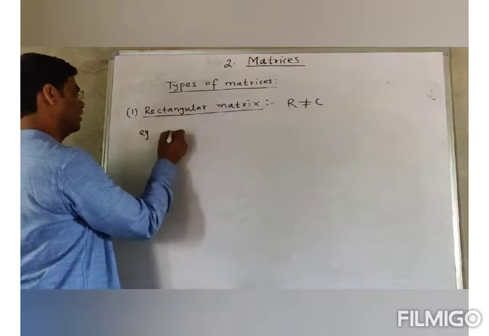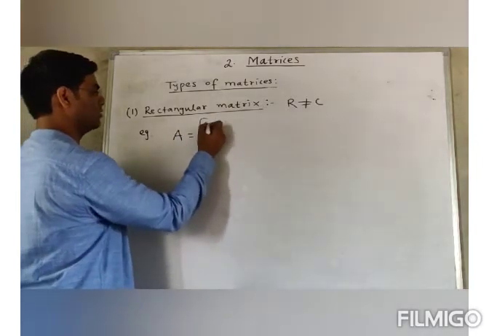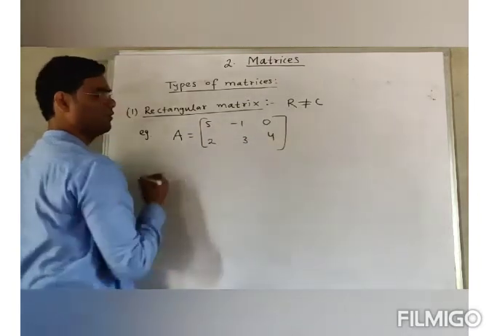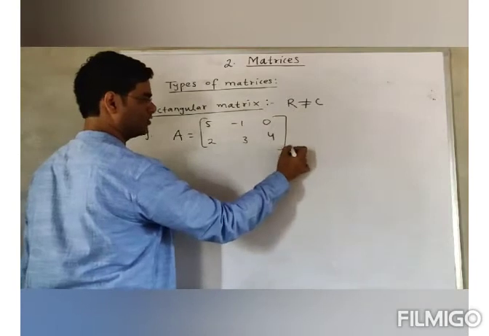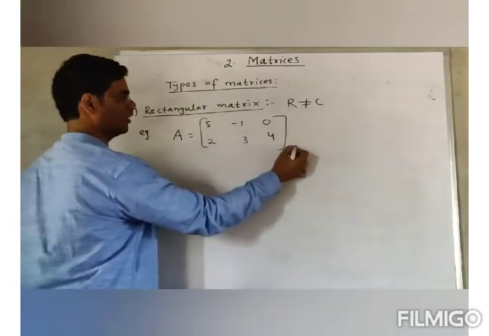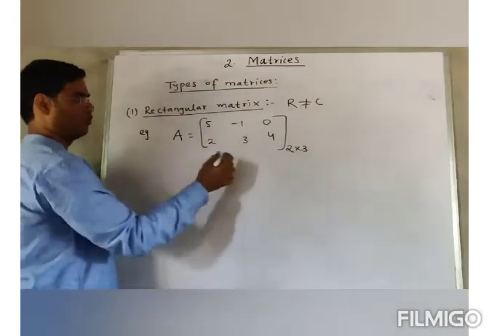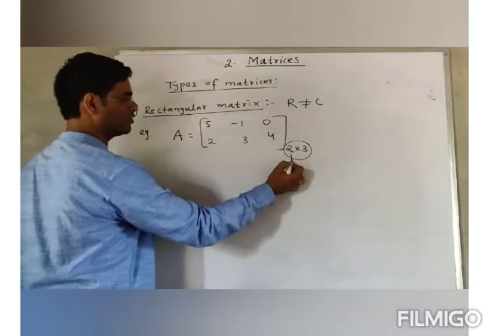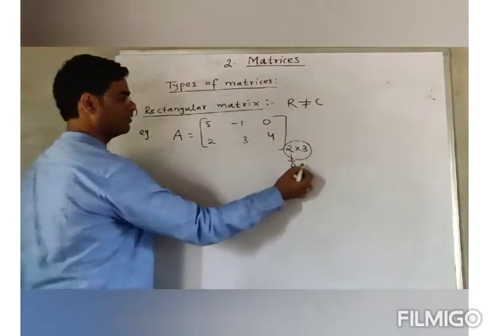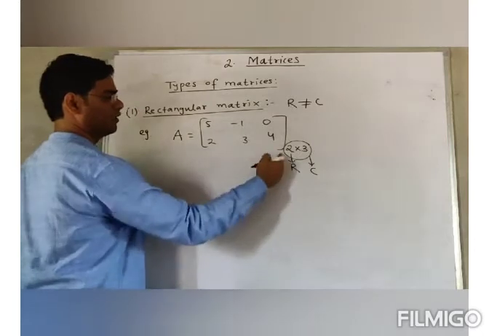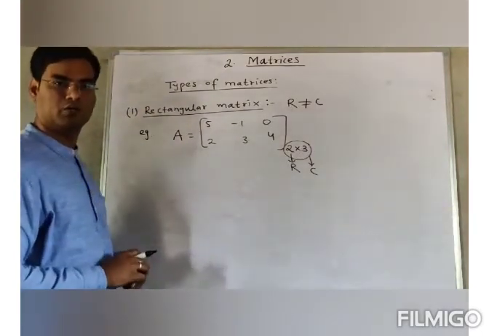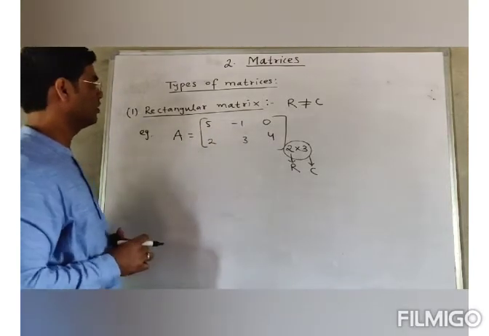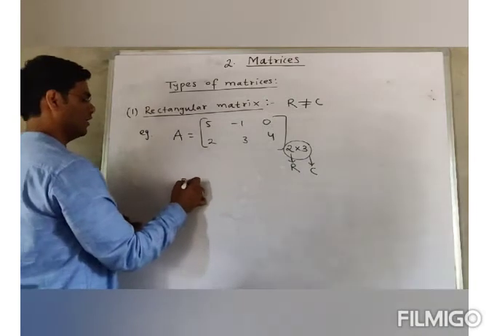For example, A is a matrix that contains the elements 5, -1, 0, 2, 3, 4 and it contains 2 rows, horizontal lines are known as rows, and 3 columns, vertical lines are known as columns. So the order of this matrix is 2 by 3. The first number denotes number of rows and the second number denotes number of columns, and in this case number of rows are not equal to number of columns. Therefore this type of matrix is known as a rectangular matrix.